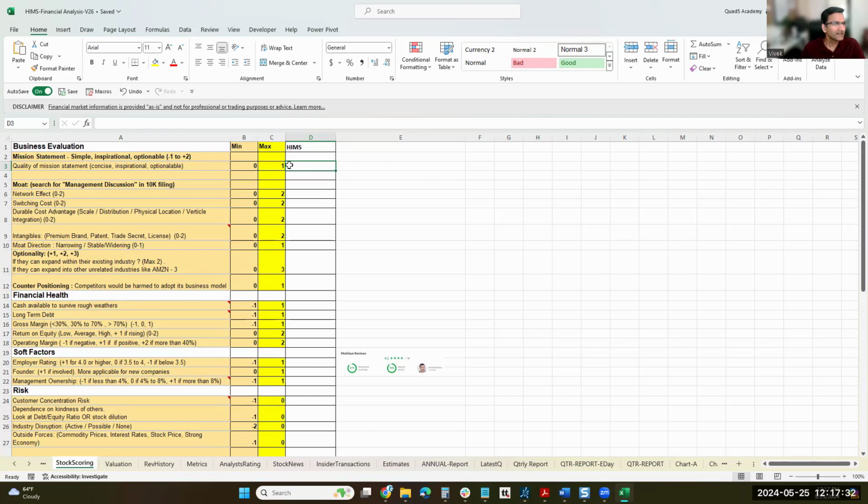Quality of mission statement, is it concise? Yeah, their mission statement was to improve the quality of life by health. I think it was concise. Inspirational, probably. Actionable, I don't know. Does it allow them to go outside the healthcare segment? Probably not. What do you want to award it? 1, 0. You guys play along with me on this one.